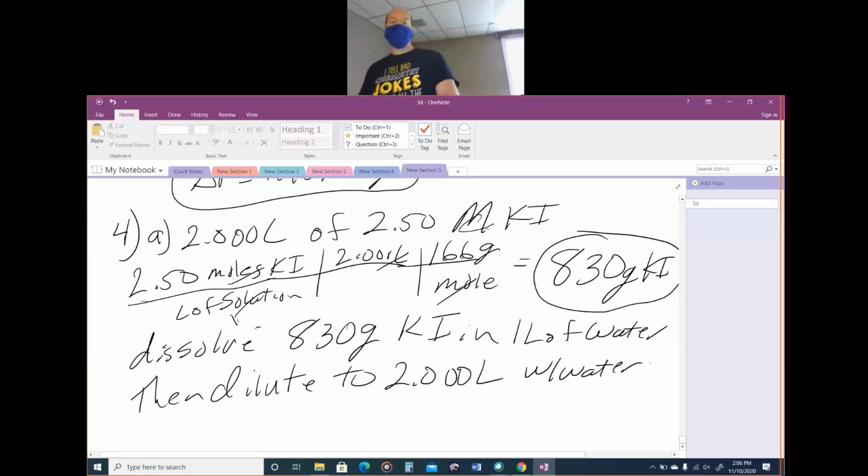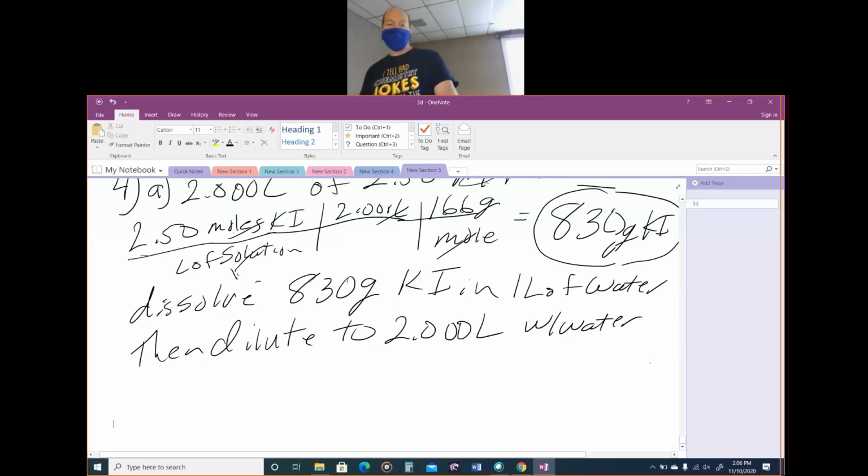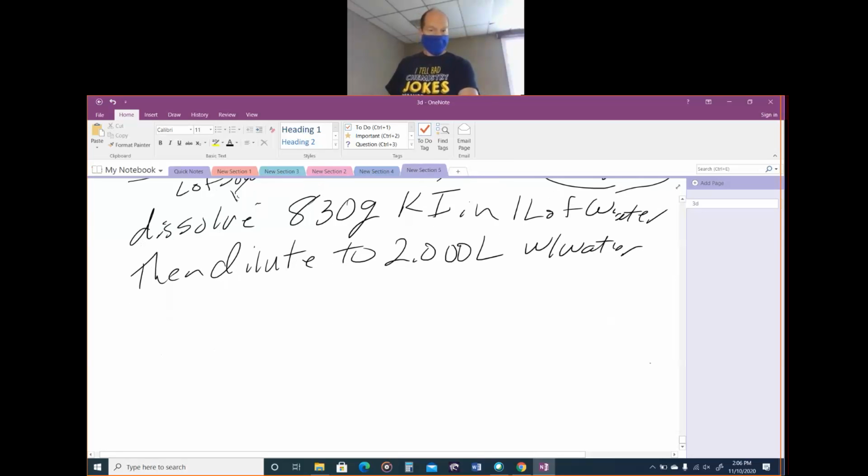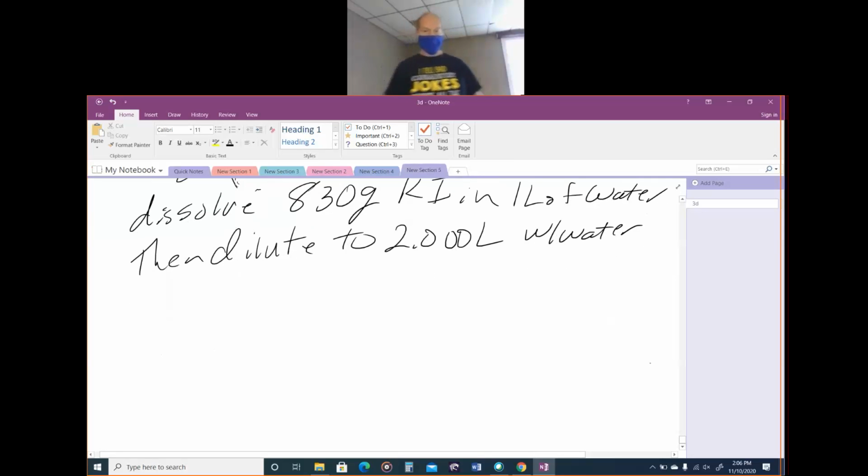If you add 830 grams to 2 liters of water, you're going to be way over 2 liters of solution. 830 grams is a giant amount of KI. The volume is going to go above the 2 liter mark. So make sure you dissolve it in a much smaller amount of water, and then you dilute to the mark. You cannot go over the volume. It's impossible, well, not impossible, very difficult to take things out. You're going to have to boil it or whatever. Much easier to add water.